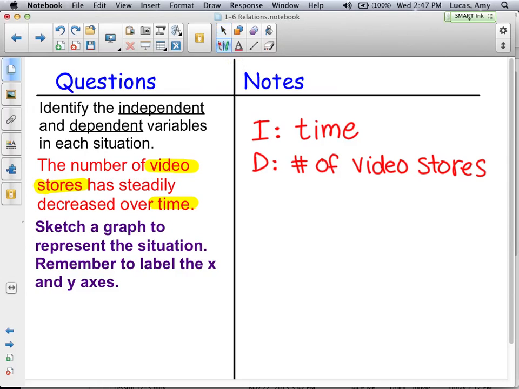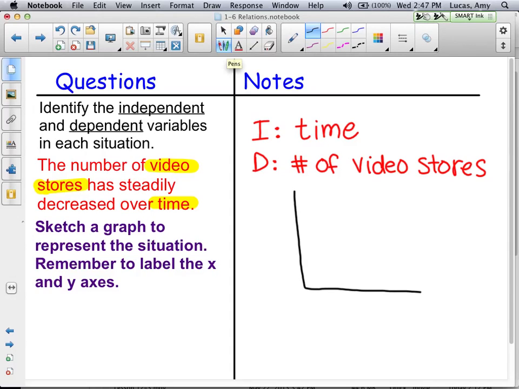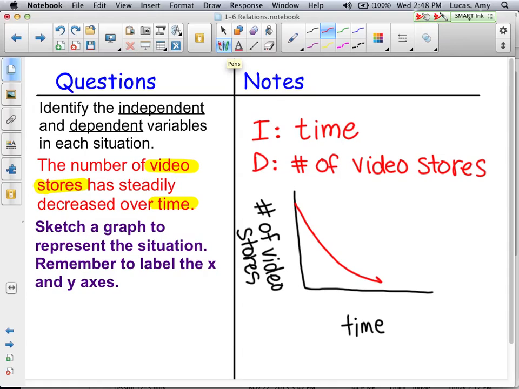My sketch is going to show that if I put time on my x-axis and the number of video stores on the y-axis, the number of video stores has steadily decreased. I'm curving it just because I don't think it's gone down to 0, but it has really rapidly decreased. So there was a time when it increased.